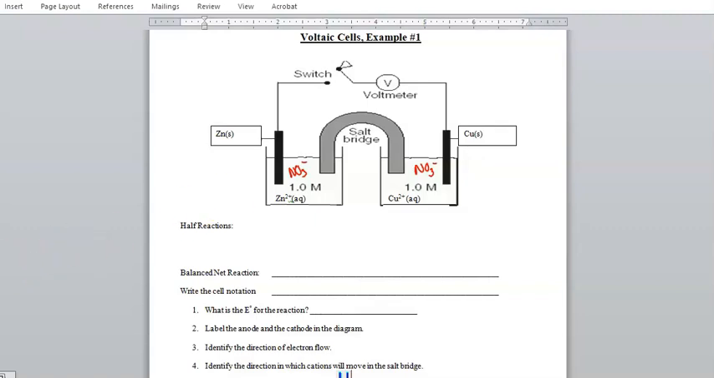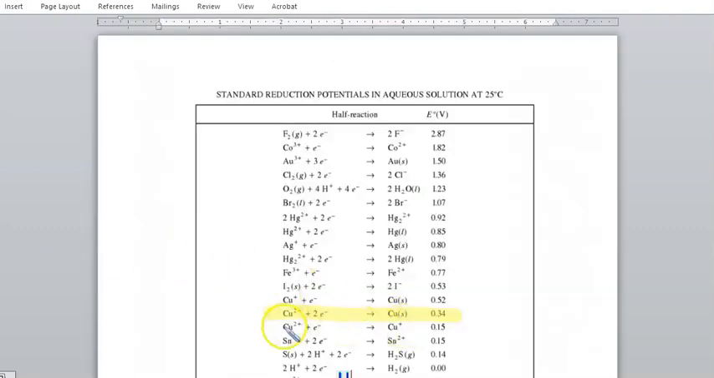If I go and look at our chart, I'm going to be looking for the copper 2 ions and the zinc ions. I find there's Cu2+ plus 2 electrons makes copper solid, and I get a positive 0.34 volts. So I'm going to use that one. Notice I've got to always be careful with copper, because there's copper 1 going to copper solid, and there's copper 2 going to copper 1. So you have to be careful with copper.